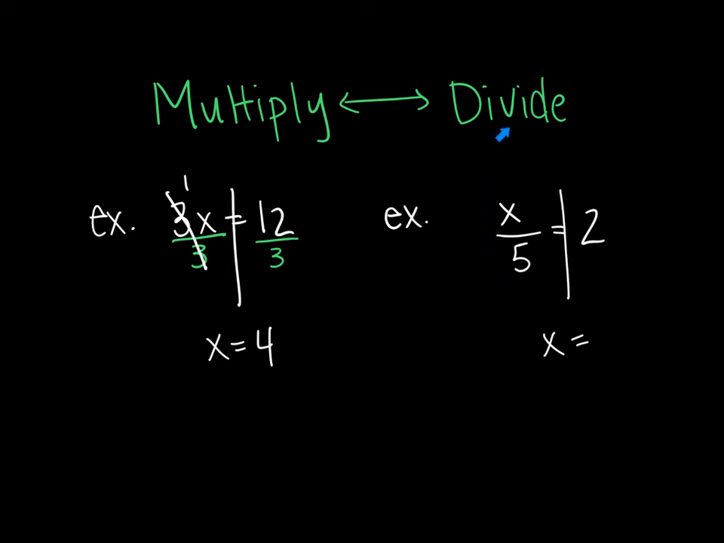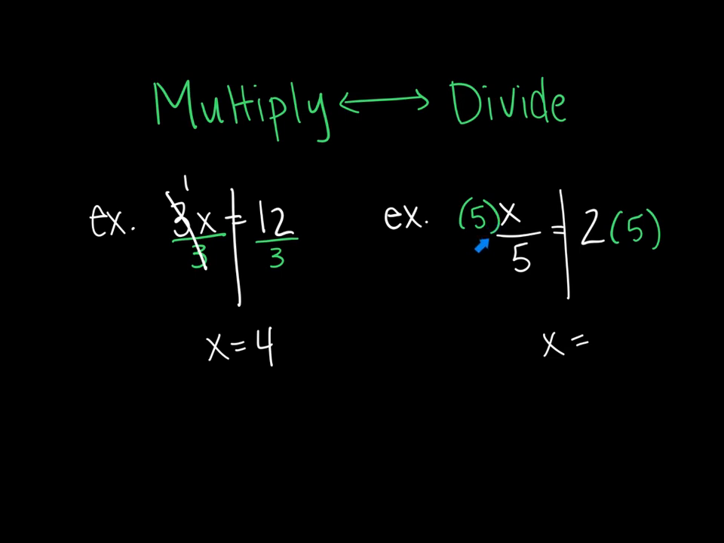We need to use the inverse of division, which is multiplication. Instead of dividing by 5, we are going to multiply by 5. What you do to one side of the equal sign, you must do to the other. Notice, I'm going to use parentheses to show multiplication. This will make it very simple for me.